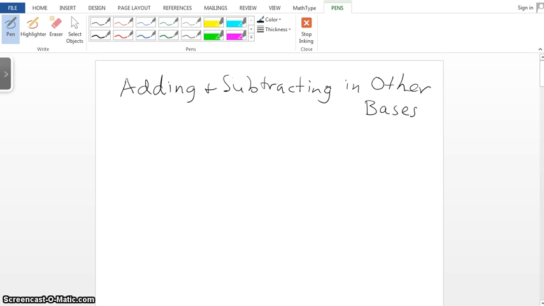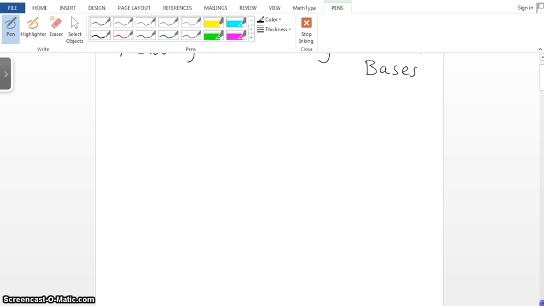This adding and subtracting in other bases is going to make you think. You really don't need your calculator for this, though. But in my traditional classes, my students say that their head hurts after this lecture. But anyway, it's not that bad.